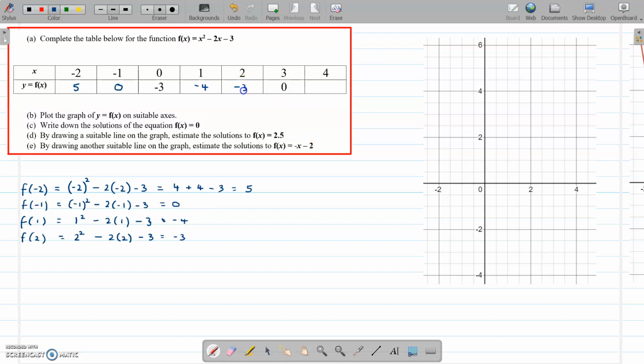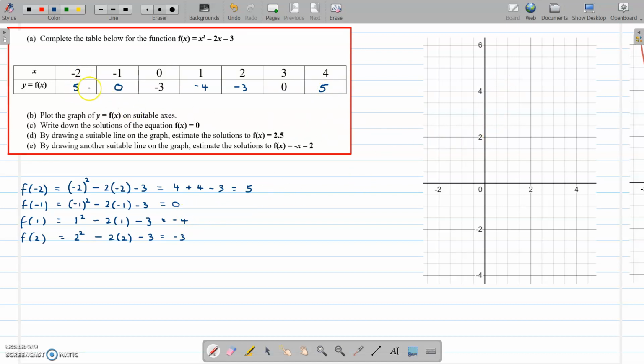Now you may notice there's a symmetrical pattern forming. Look, 5, 0, minus 3, minus 4, minus 3, 0. And you suspect the next one would be 5, and it will indeed be 5, because all quadratic functions have this symmetrical pattern about them. Now we plot these points on here. Just one word about this. If this was a calculator paper, you can set up a table function on the calculator very easily that would give you these answers in one easy process. But let's continue with this.